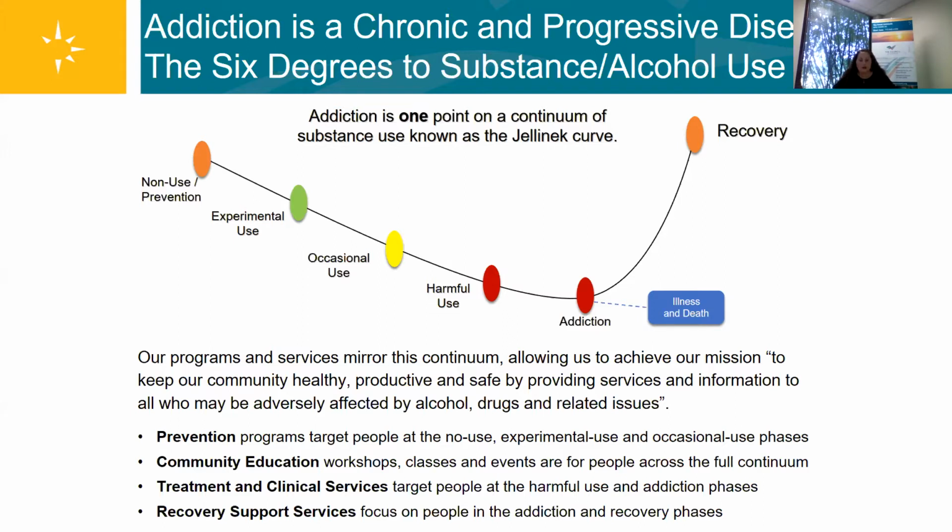Now we will get to the barriers to treatment part of the presentation. As noted in the Jellinek curve diagram, addiction is a chronic and relapsing disorder characterized by compulsive behaviors, and it is a complex brain disorder as well as a mental illness.